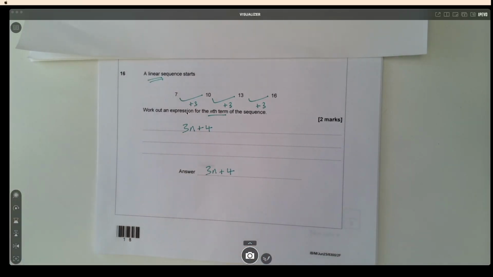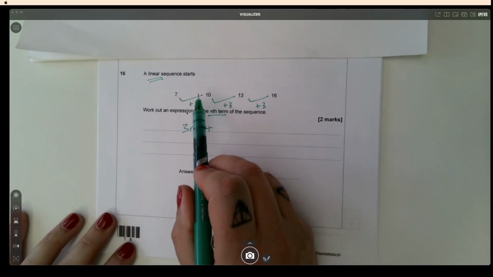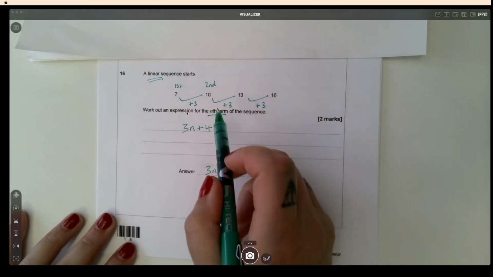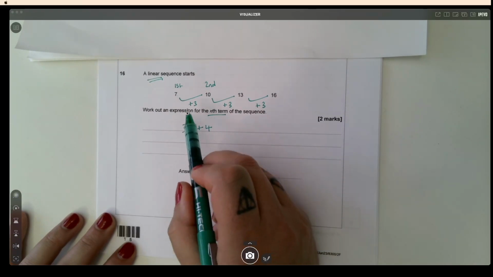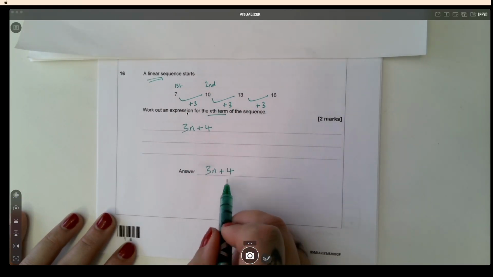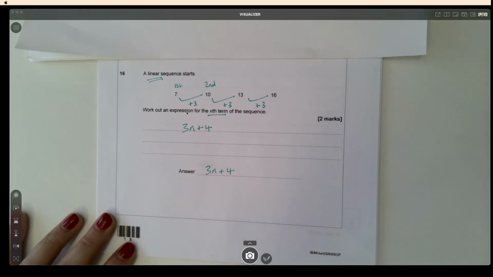You can double check your answer. So if that's the first term, this is the second term. If we find the second term, 3 times 2 is 6, plus the 4 is 10. So we've double checked that our nth term rule is correct.